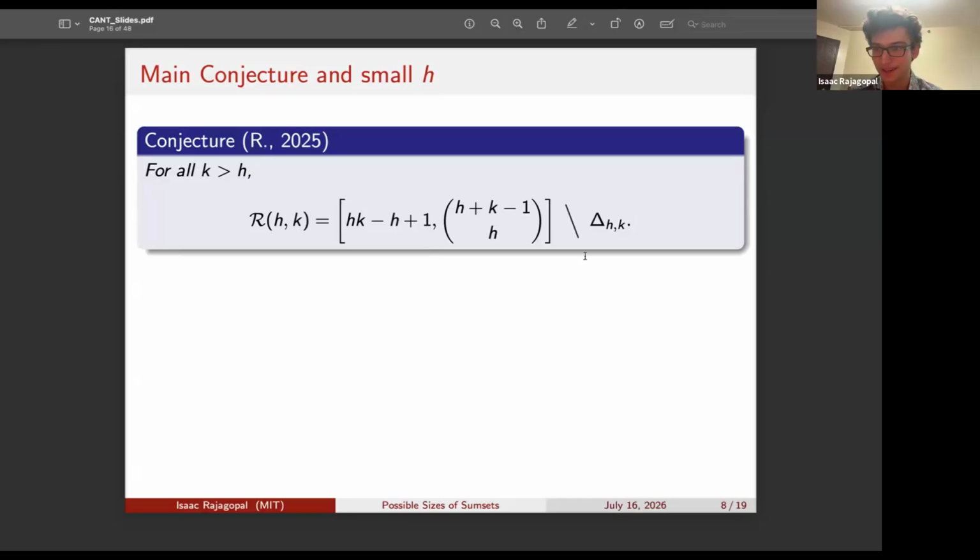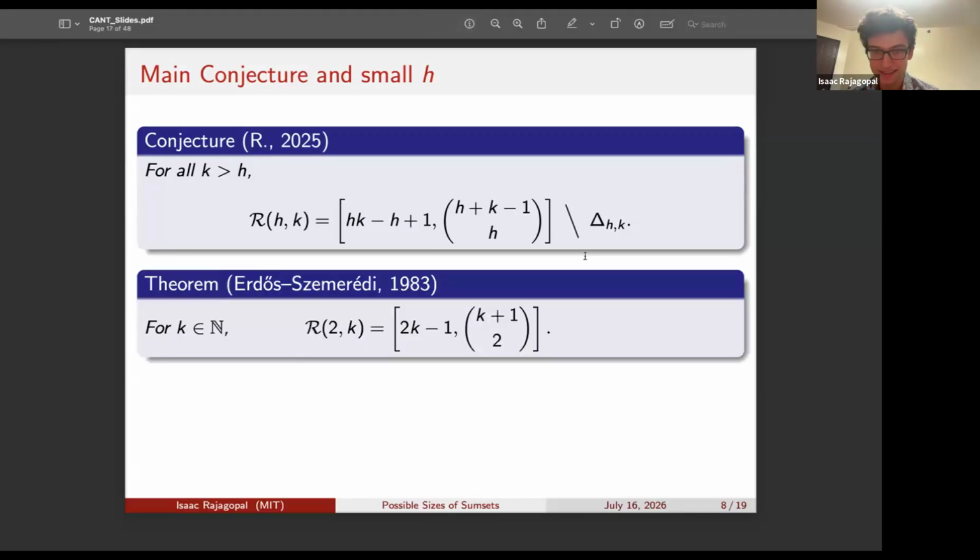So the first work towards this is by Erdos and Szemeredi in the 80s. And they showed that R of 2,k is the whole interval from 2k minus 1 to k plus 1 choose 2. So these are twofold sumsets of k integers. And actually, they didn't say this as a theorem. They stated it as a remark. We see that it is easy to see that you can achieve all of these values as twofold sumset sizes.